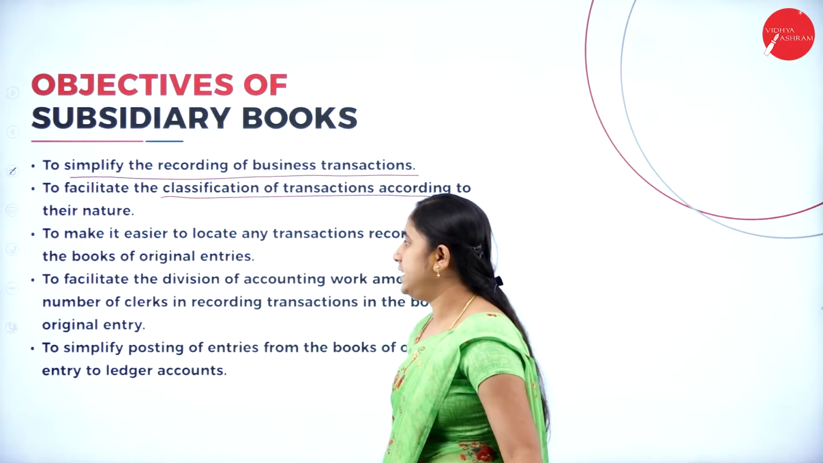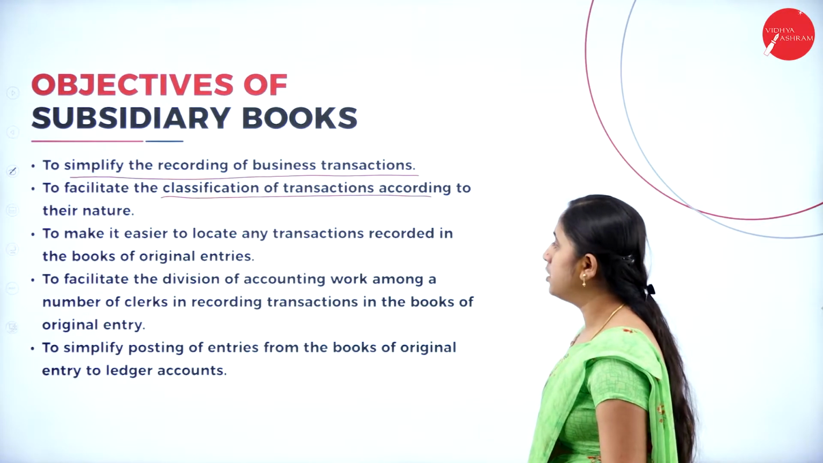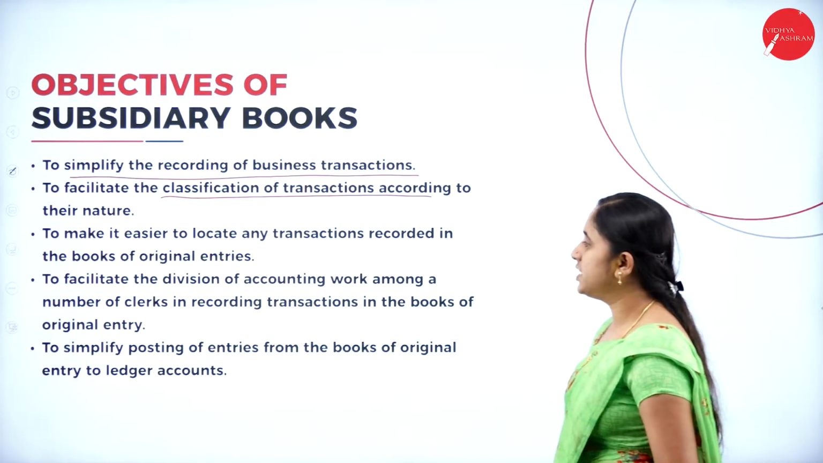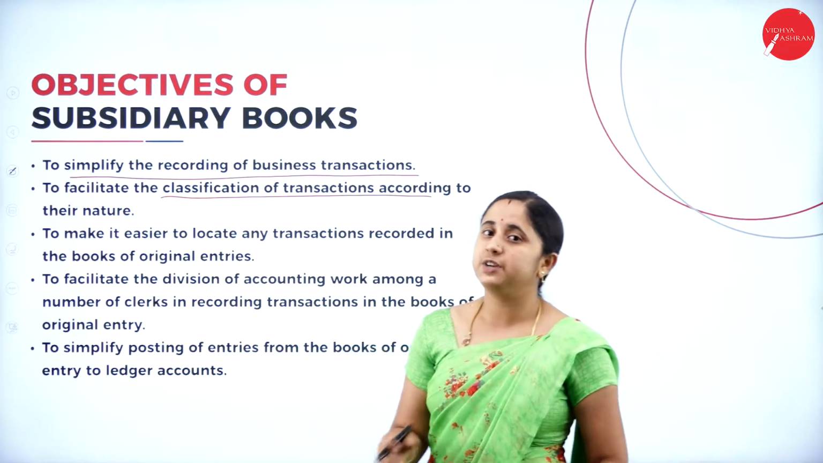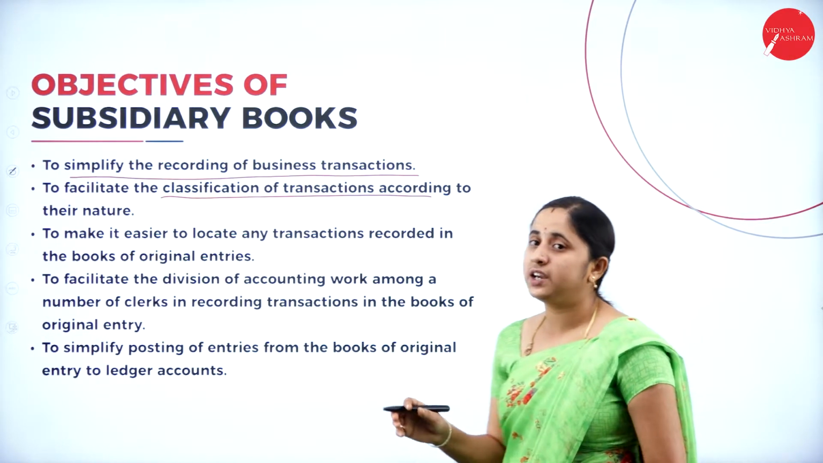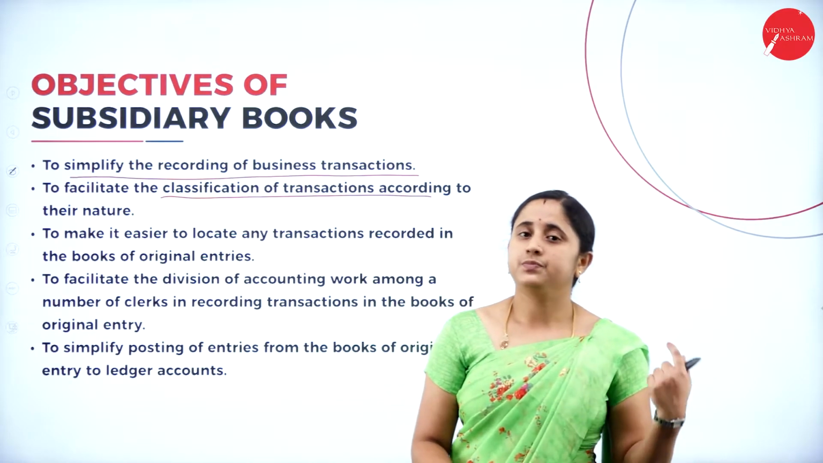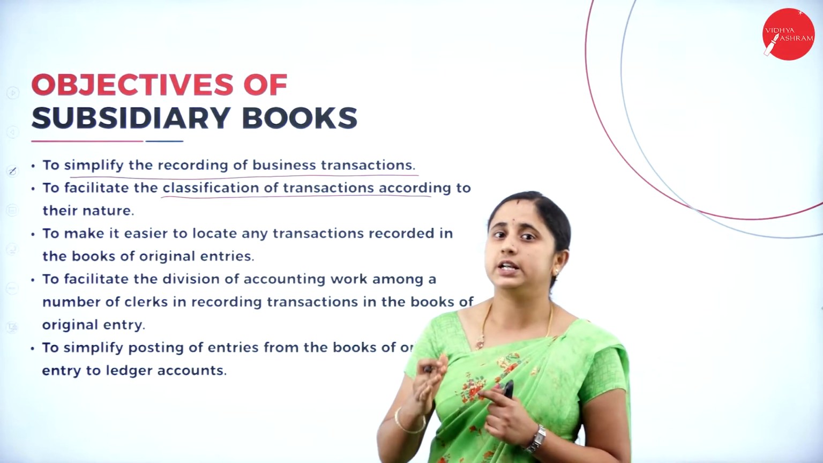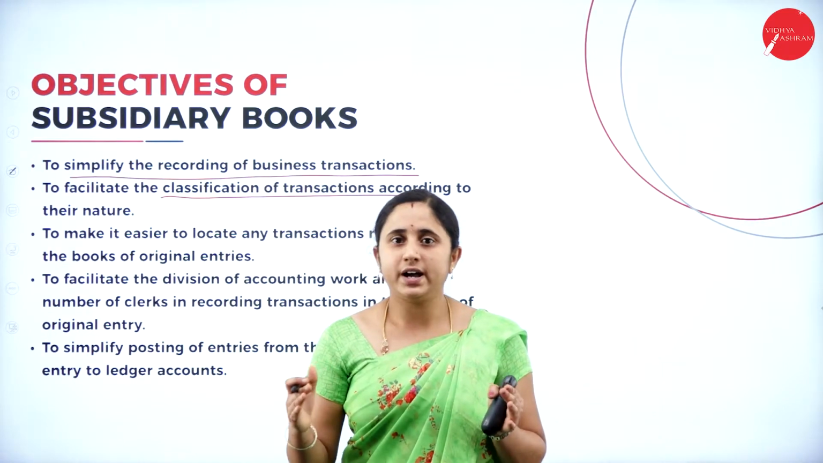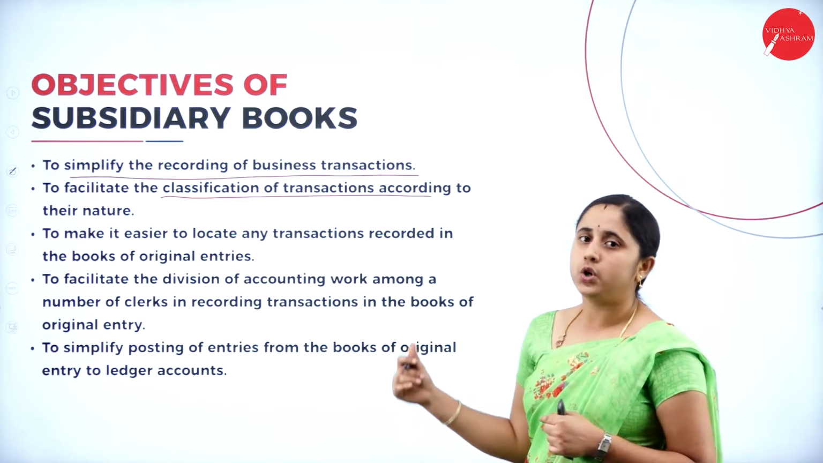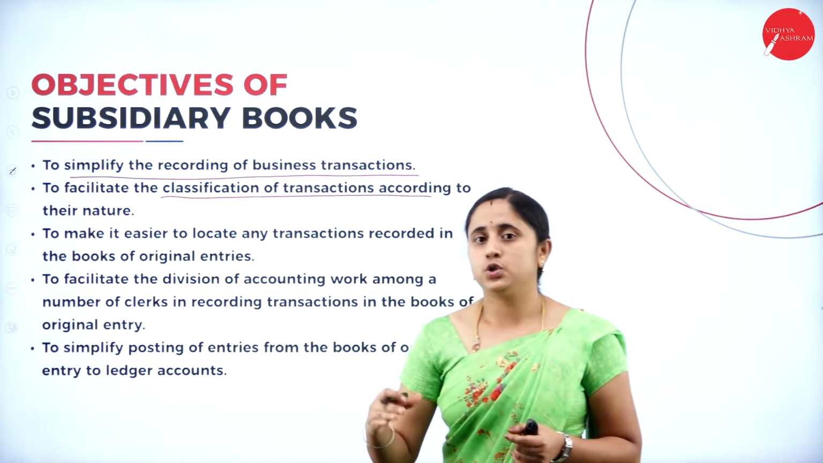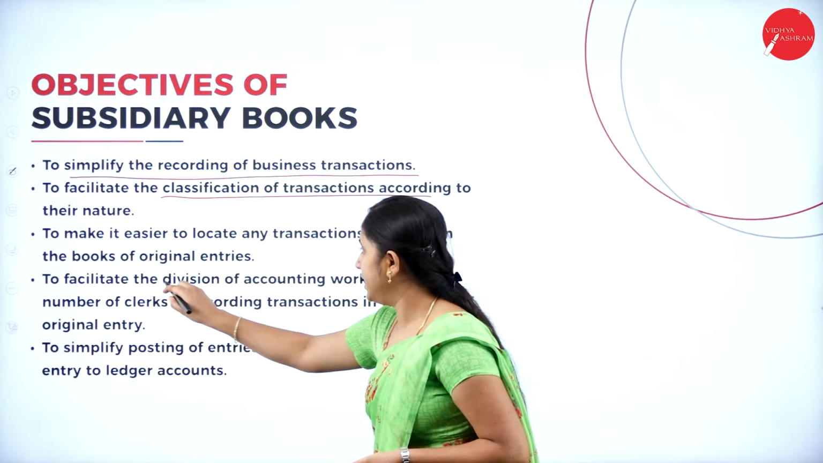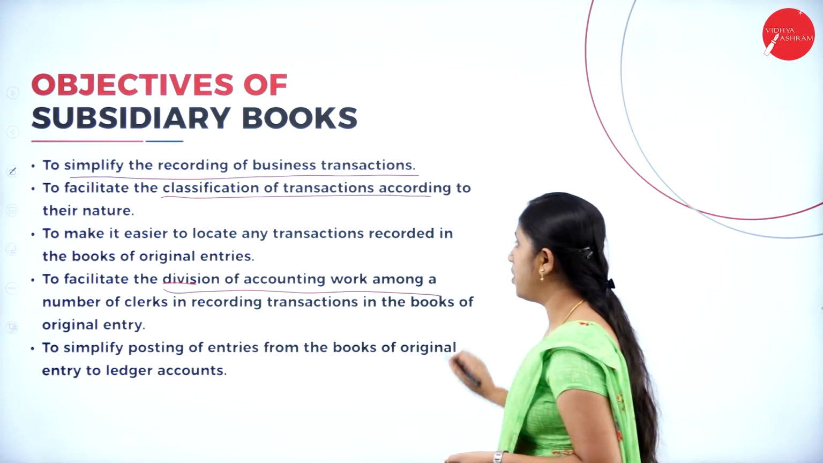Next, to facilitate the division of accounting work among the number of clerks in recording transactions in the books of original entry. That means it facilitates division of accounting work. In journal entry, only one person can record at a time. So in subsidiary book, it divides the work. So division of work can be done in the subsidiary book. So it helps them to record easily. So faster work can be done. So it helps in dividing accounting work among the clerks.